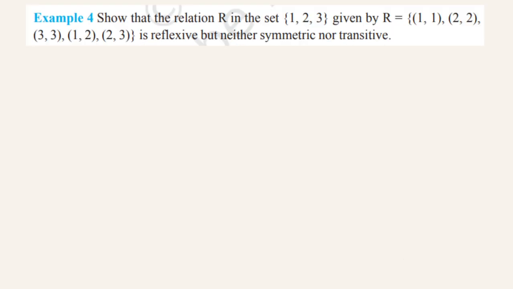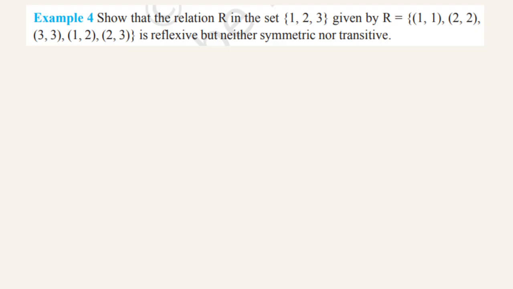Next example. Show that the relation R in the set {1, 2, 3} given by R equals the set of ordered pairs {(1,1), (2,2), (3,3), (1,2), (2,3)}. We need to prove that. Here it is a proving question. So we need to prove that it is reflexive but neither symmetric nor transitive.